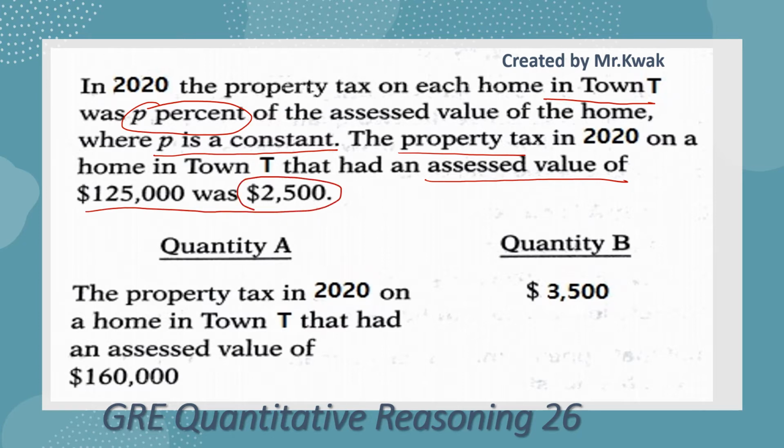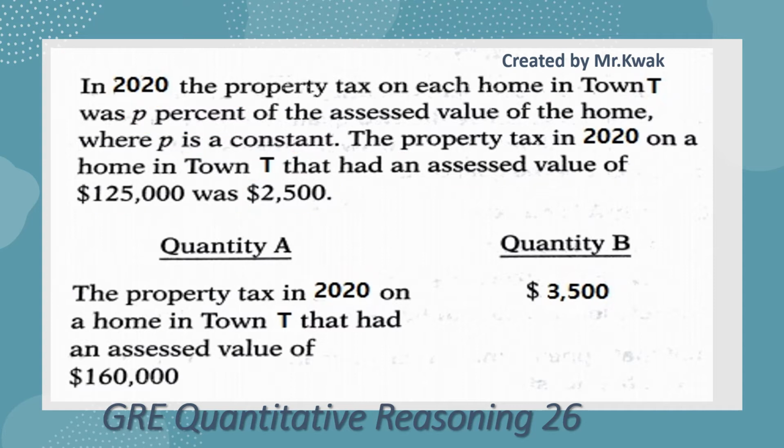So from the sentence, there are quantity A and B. A is the property tax in 2020 on home in town T that had an assessed value of $160,000. So, what do we have to do, guys? First of all, from the question, we have to find out the quantity A. In that case, what do we have to do? There could be two solutions. So first of all, I'm gonna use the first solution. The first solution.